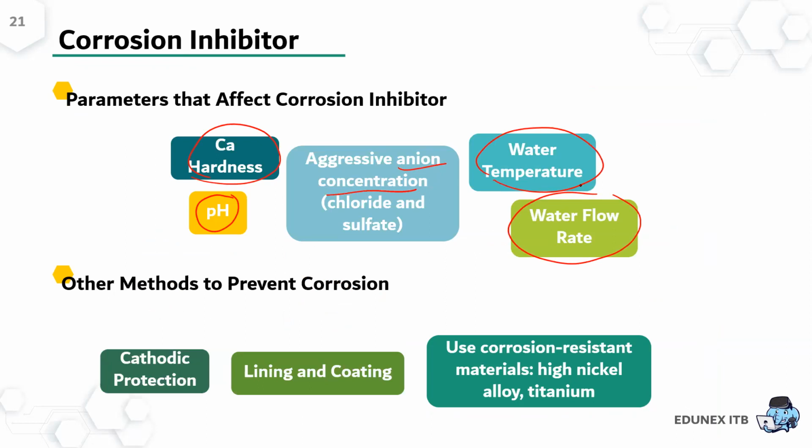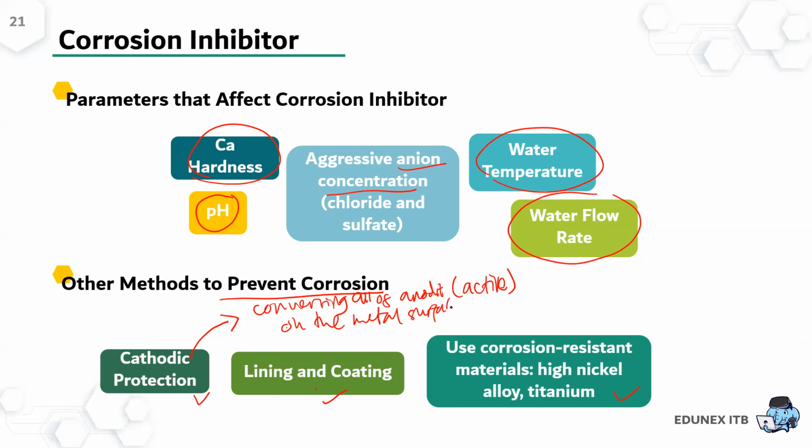Okay, so other methods to prevent corrosion. Instead of using the corrosion inhibitor, we can also use cathodic protection, lining and coating, and corrosion resistant materials. For cathodic protection, usually it prevents corrosion by converting all of the anodic sites, or what we call active sites, on the metal surface to cathodic, or the passive side, by supplying electrical current, or free electrons.